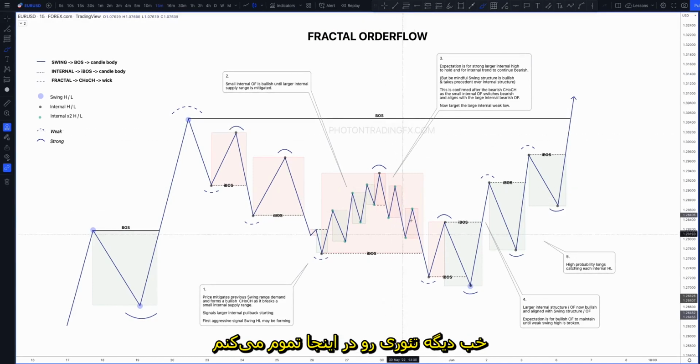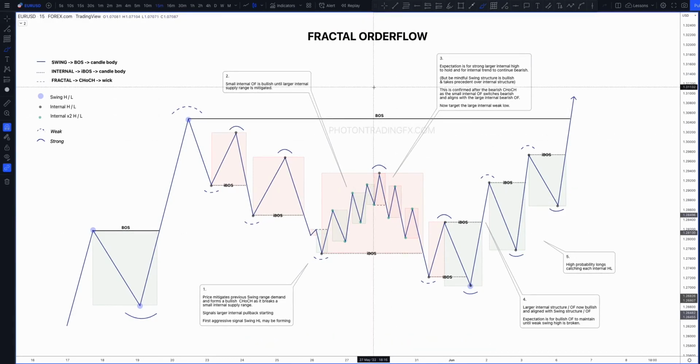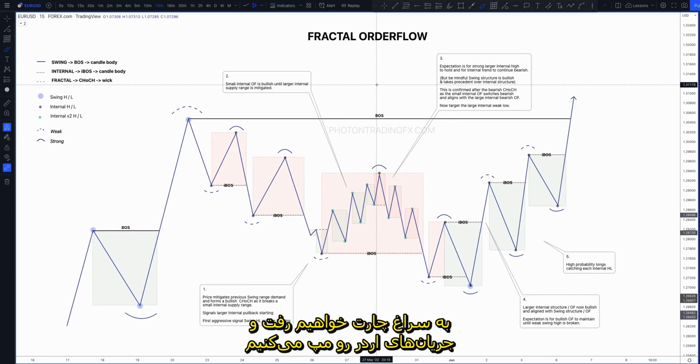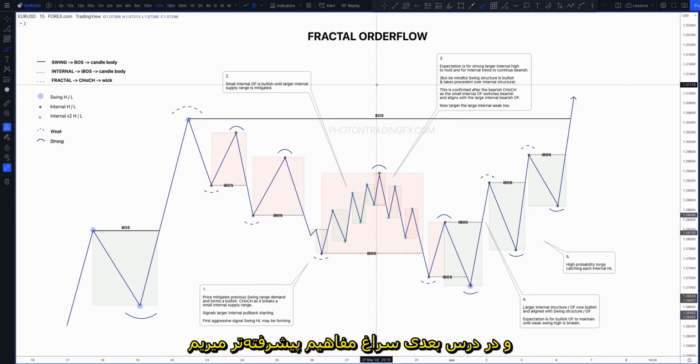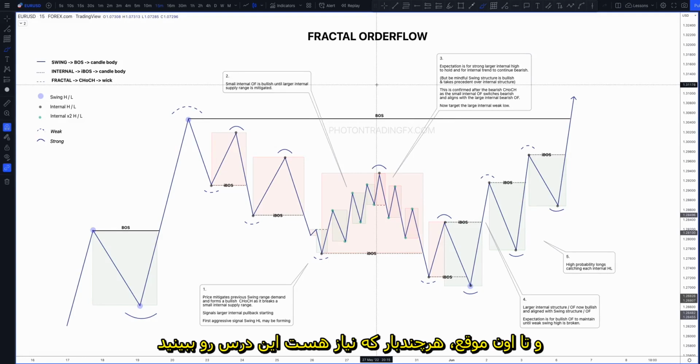So I'll leave that there in terms of a bit of theory. We'll now hop on the charts and quickly practice mapping some order flow. In the next lesson, we'll go through some slightly more advanced concepts. But as always, please take your time and watch this lesson as many times as you need to.